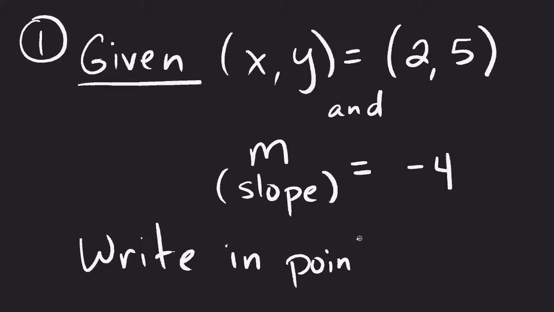We'll talk about standard form later. So they want us to write this in point slope form. So we have our information. So let's go ahead then and translate this over. Let's see what that would look like.